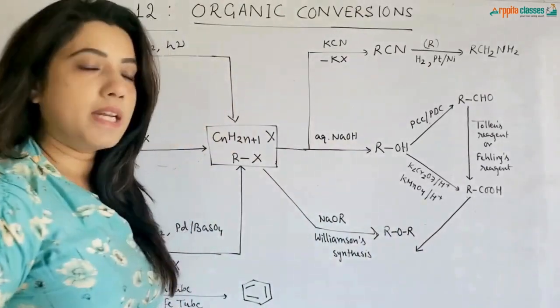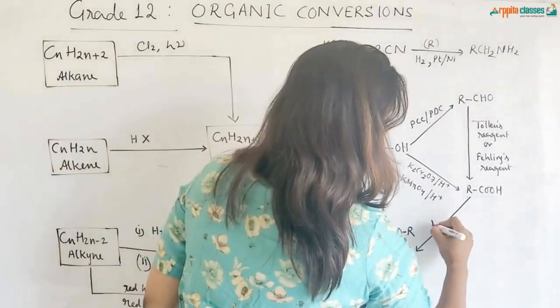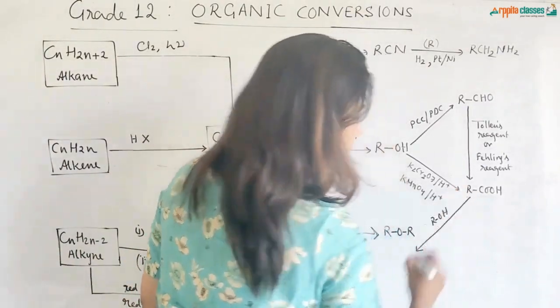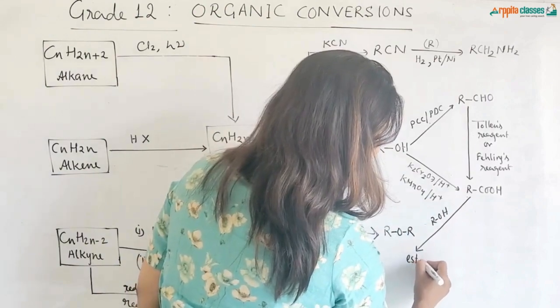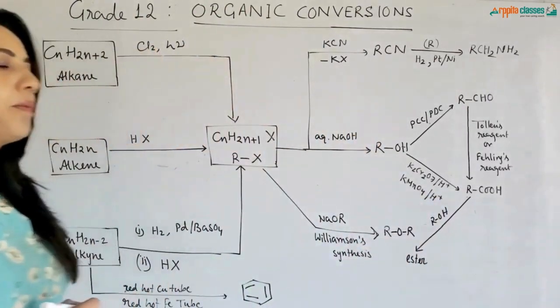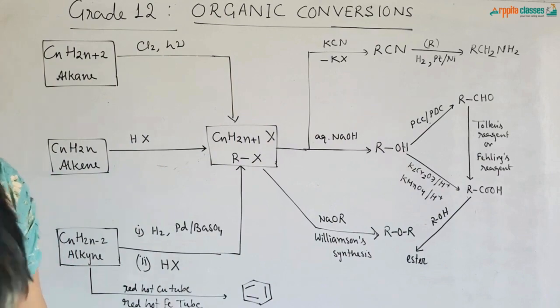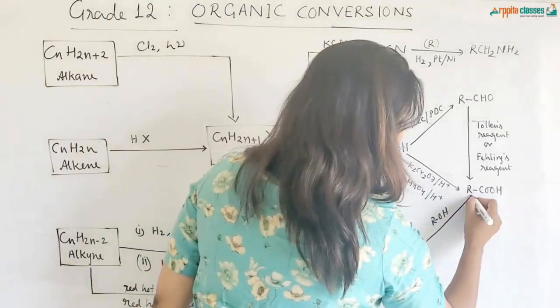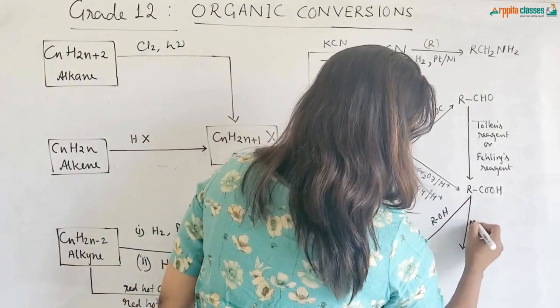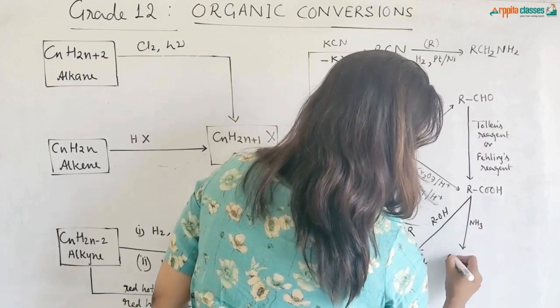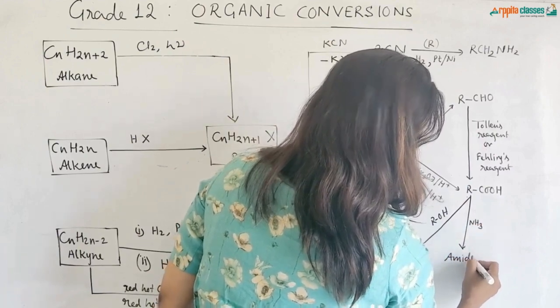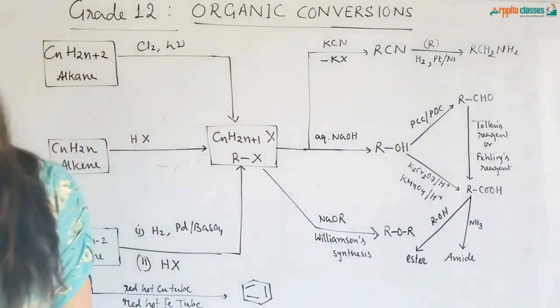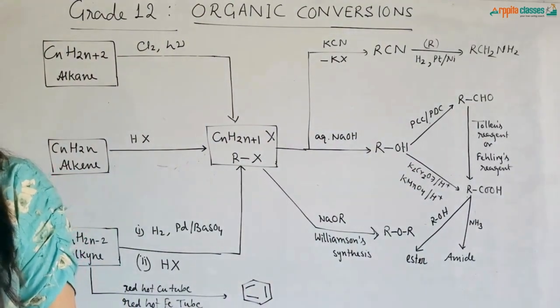So these carboxylic acids are treated with ROH. Suppose it is treated with alcohol, we get ester over here. Carboxylic acids are treated with alcohol to get ester. Carboxylic acids are treated with ammonia to get amide. Carboxylic acid plus amine or ammonia will give you amide.